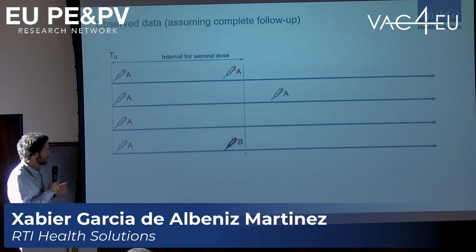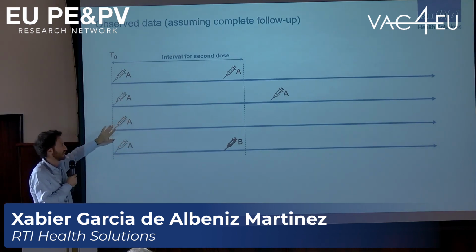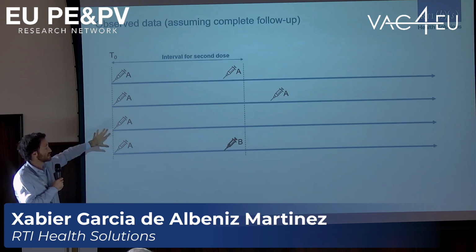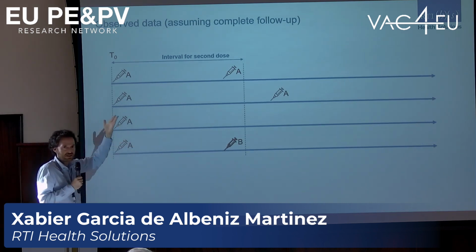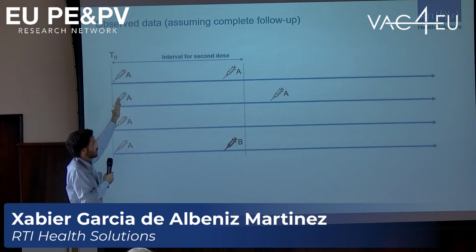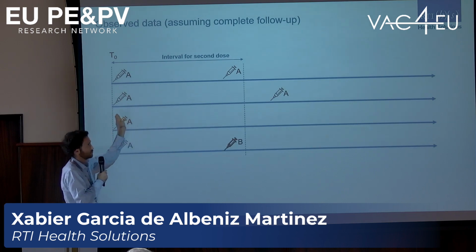So we even came up with very simple diagrams like this one. This is the data that we could have in our database. In our database, we will have patients who actually receive 2 doses of vaccine A in the time that they are expected to receive it.